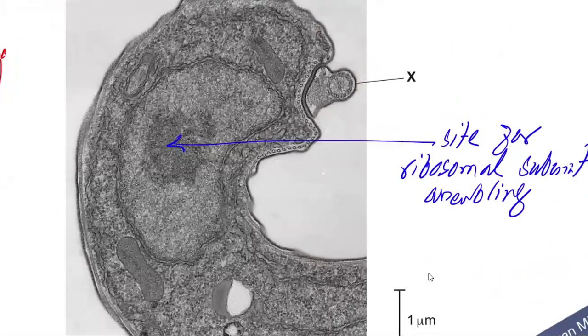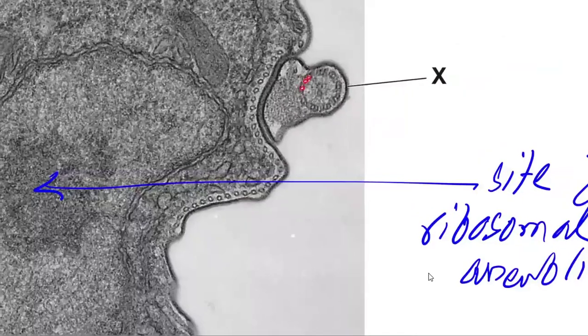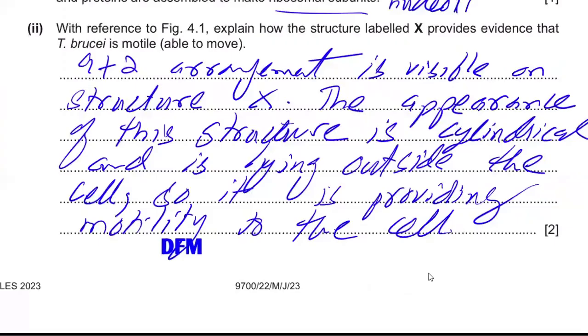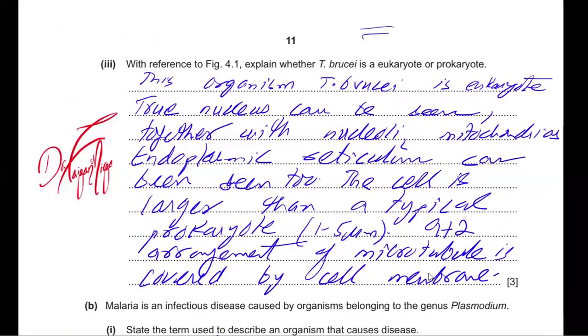in cross section, not along the length, so you don't see it very long, rather you see it just cut as a separate section. And inside you can see these microtubule doublets which are present there. This typical 9+2 arrangement that we study, we can see this here. So the answer that we mention here is the 9+2 arrangement is visible on the structure X. There's the appearance of a cylindrical structure outside the cell, so it's providing motility to the cell. So that's what we can expect. We can actually mention here.